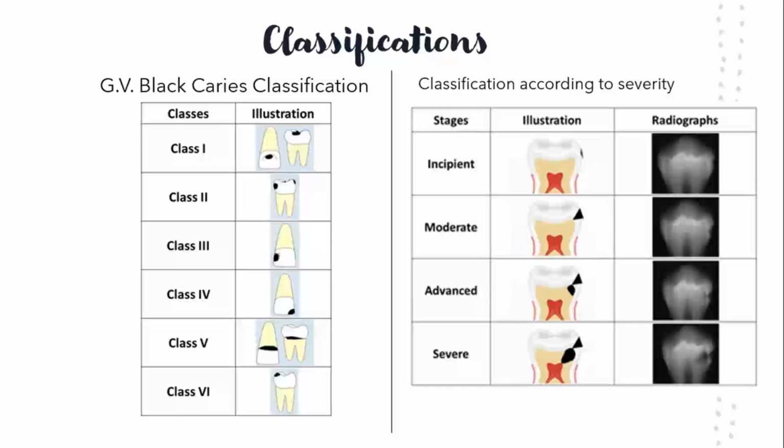There are 6 classes of carious lesions according to G.V. Black: Class 1, Class 2, Class 3, Class 4, Class 5, Class 6.